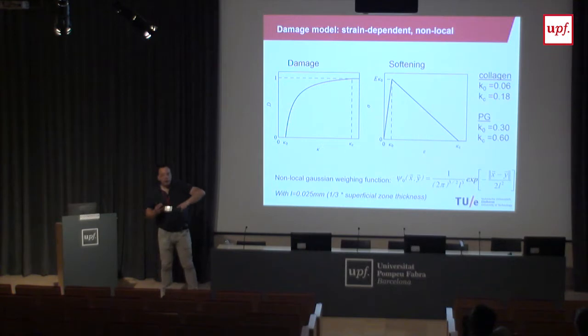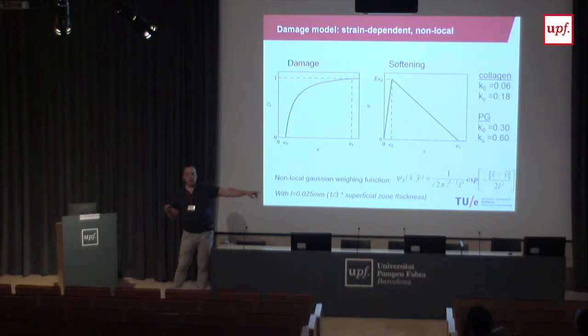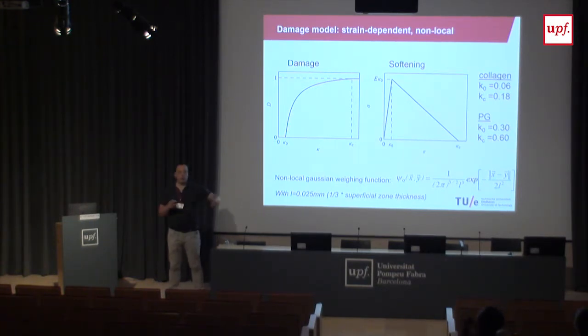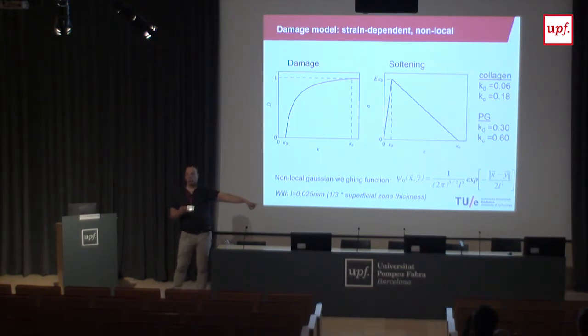And the higher the strain, and the strain is on the horizontal axis, there is a K value. K naught is when you start to damage your collagen, and then K_c at the far end is when you have damaged all your collagen. Between when you start damaging your collagen and when you damage all the collagen, the stiffness goes down. We put a very simple linear model there. So the more you strain the collagen, the more damage there will be.